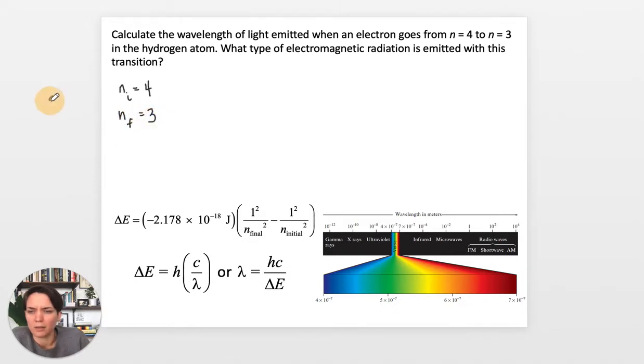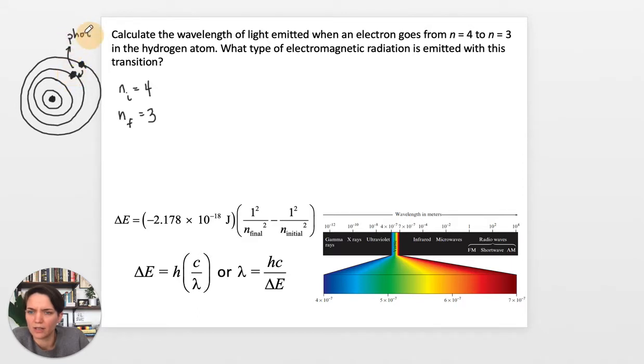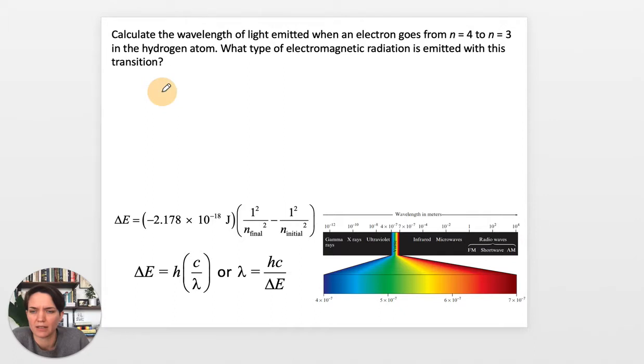So you want to think about this. All right, here's my nucleus. Let's color that in. We have 1, 2, 3, 4. All right, so it started at 4 and it decayed down to 3. So the question is, we know that that energy is going to go somewhere. It's going to be emitted as a photon. What is the wavelength of that electromagnetic radiation?